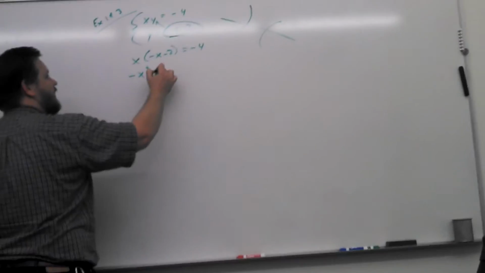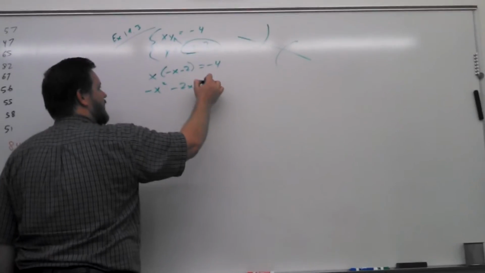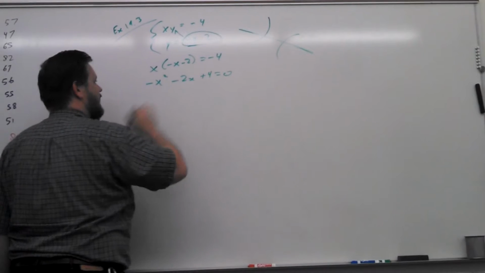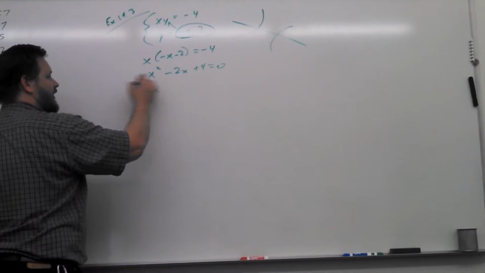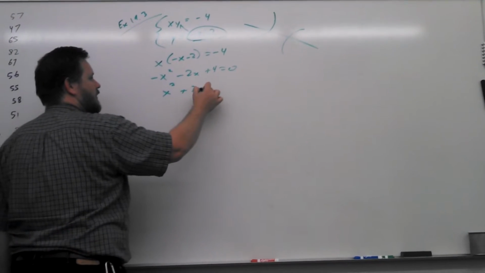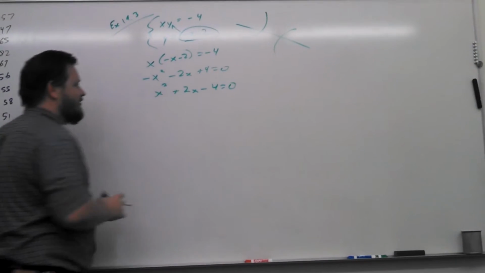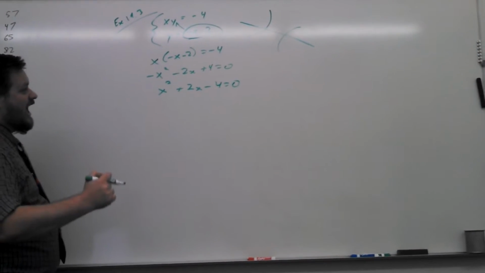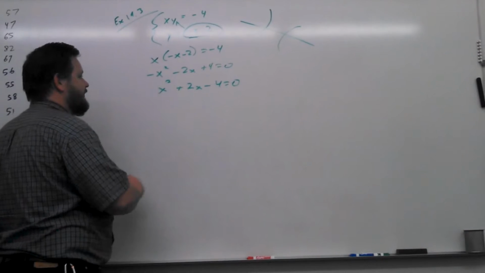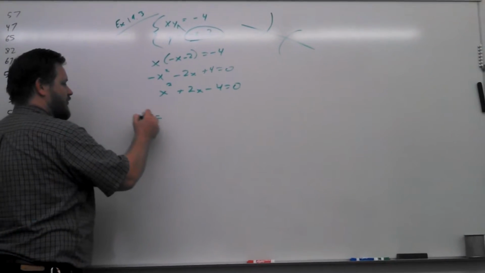Okay, so negative x squared minus 2x. Let's move this over. Plus 4 equals 0. Let's make it easier on ourselves. Multiply everything by negative 1. Can we factor? Yeah, 2 and 2. No. Yeah, you can. Quadratic equation, or quadratic formula.